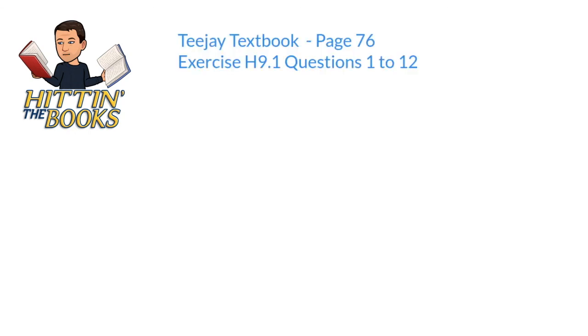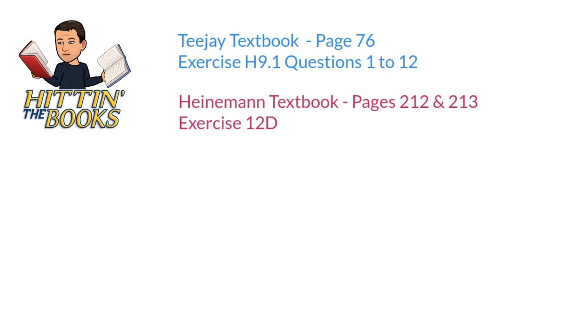Okay, it's now time for you to get some practice with the equation of a circle. If you are studying the TG textbook, then you want to look at page 76, exercise H9.1. There are 12 questions. I don't think you need to do all of those, but you should certainly try a good number of them. Similarly, for those with Heinemann as their textbook, page 212 and page 213.